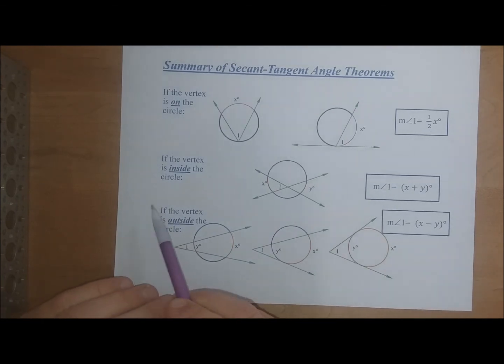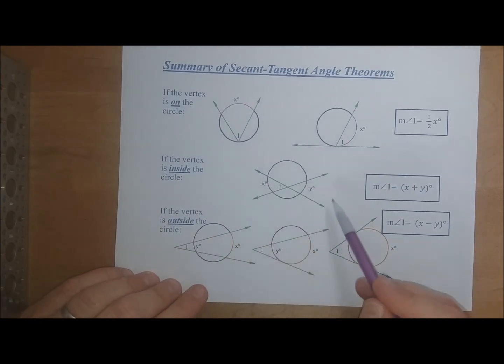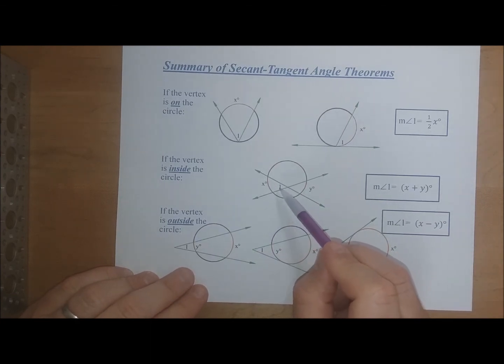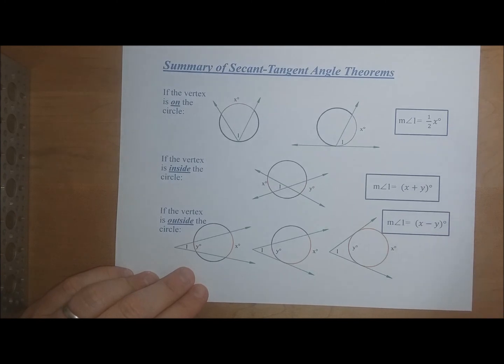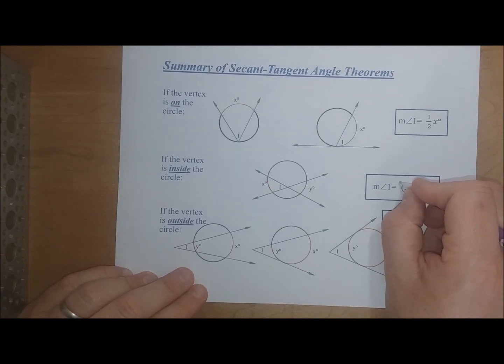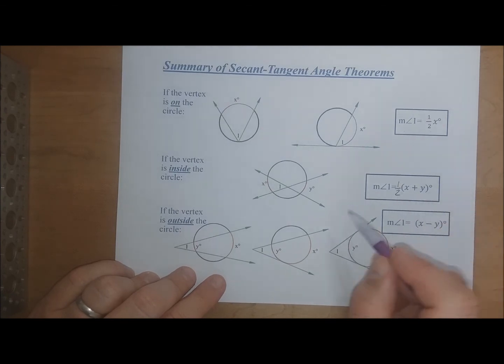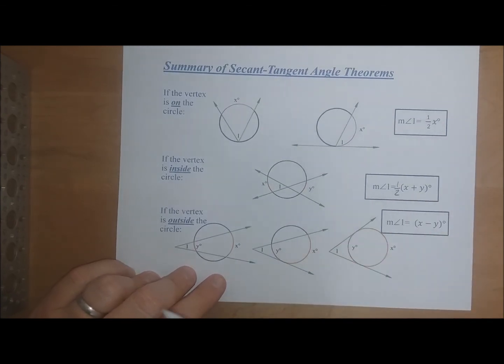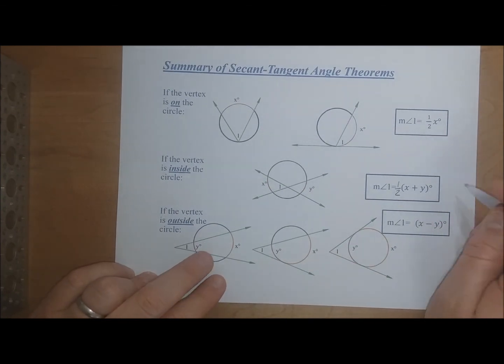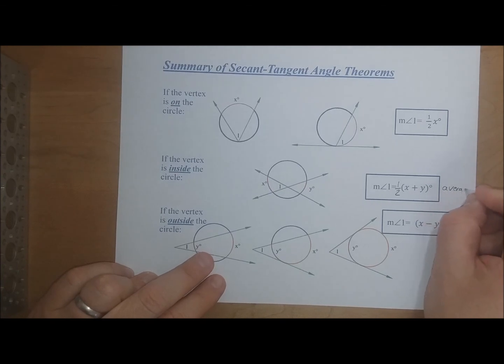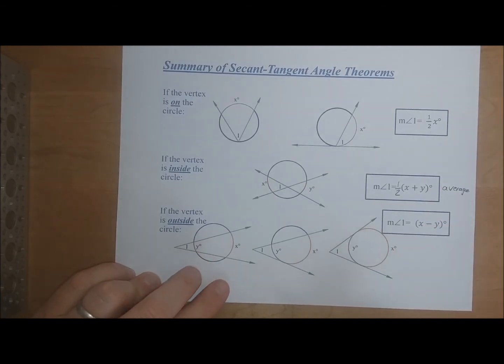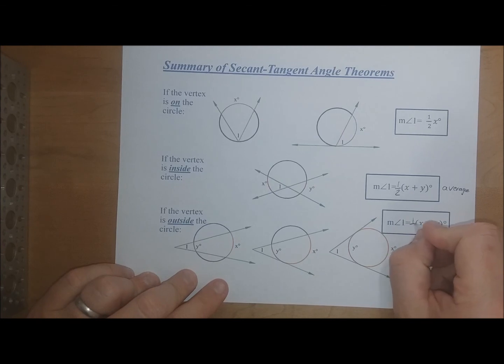Another case, what if the vertex is inside the circle? Boom, boom, we've got these two secants here. In this case, angle 1 is going to be half. Oops. It didn't print. Sorry about that. It's going to be half of the sum of these two angles, x plus y, right? So, or you can think of it as the average, right? Take the average of those two arcs. Same thing here. My 1/2 didn't print.